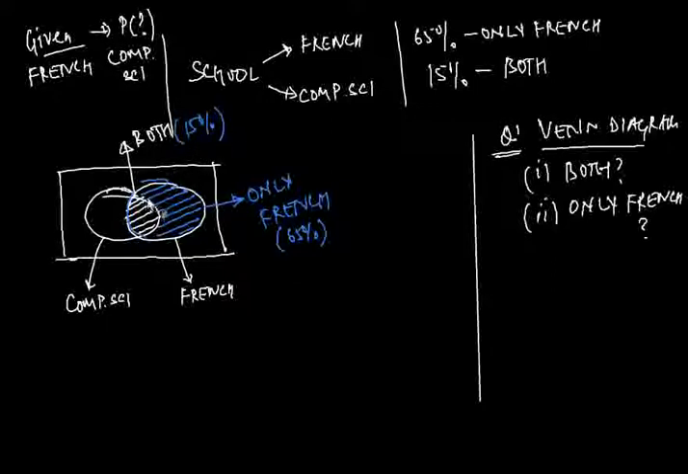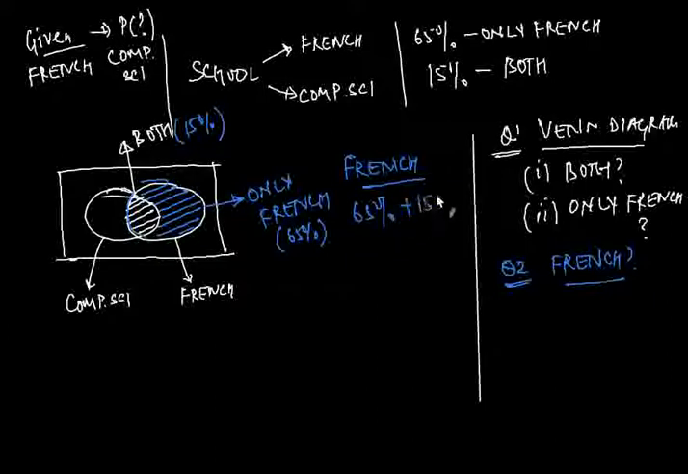So my second question: how many students study French? What percentage? Well, that was easy. The number of students who study French is simply the blue area plus the white area. That's going to be 65% plus 15%, and that turns out to be 80%. So we figured out something from the Venn diagram, and we've got a value.